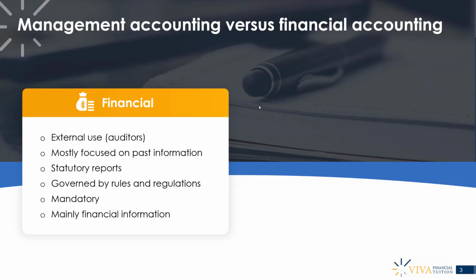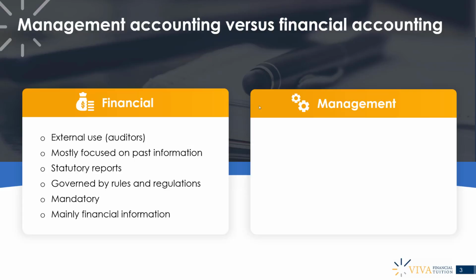Now, this is quite different to management accounting, which at its simplest form is very much concerned with reporting in such a way that helps management to make decisions. So reports are for internal use, and you can see on the slide the example there are directors. We're producing reports for directors to help them plan and control and make good decisions. It's very much focused on both past and future information. An example of a management accounting report would be a budget.